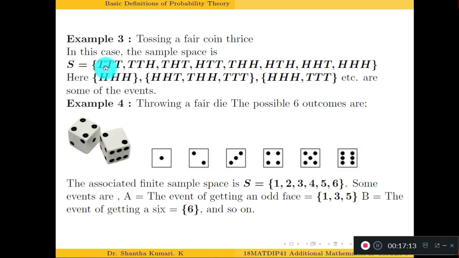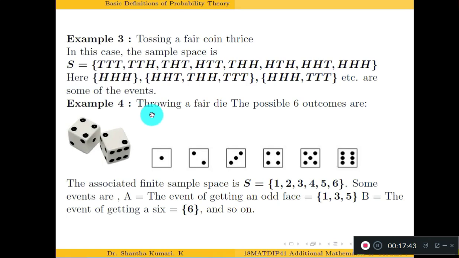So if you are trying to write the subsets, there will be totally 2 to the power 8 subsets. Every subset will be an event. Anyway, 2 to the power 8 is a large number. Here I have listed only 3 events. One event containing a single element, another event containing 3 elements, another event containing 2 elements are written here. Okay, like this there are 2 to the power 8 events.